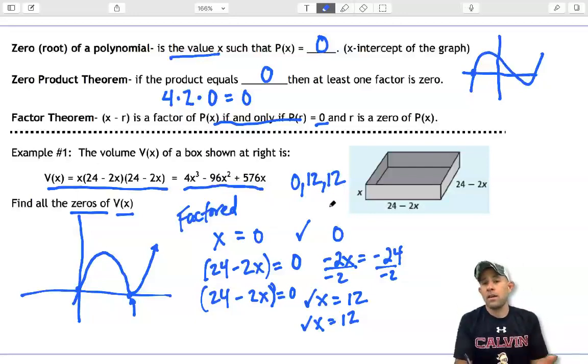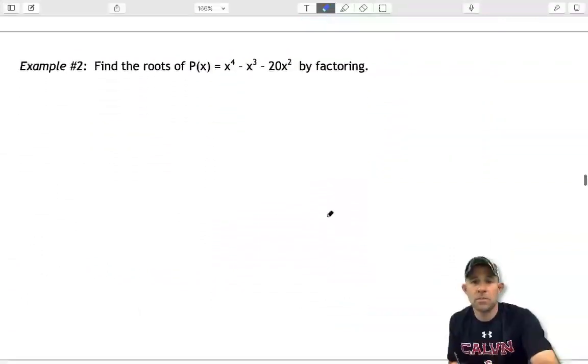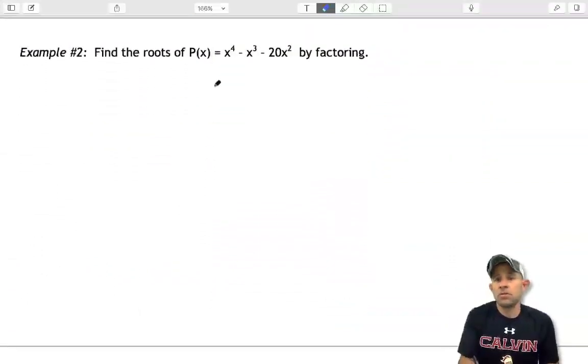We'll talk more about that in the next chapter. All right, let's look at example 2. It says to find all roots by factoring. So in example 2, we're going to look to factor out using our greatest common factor.